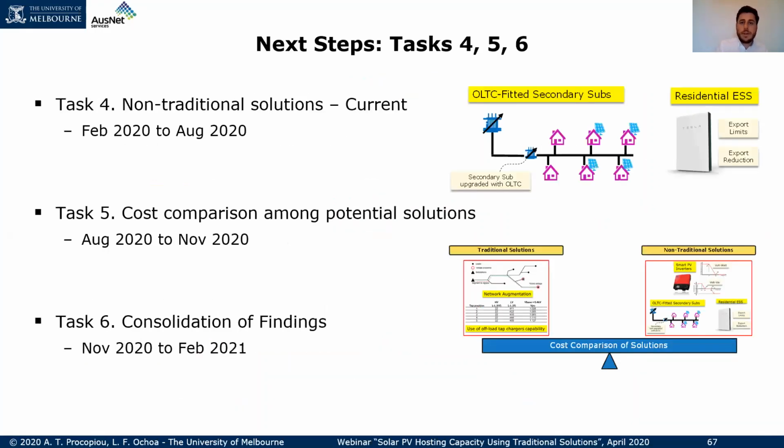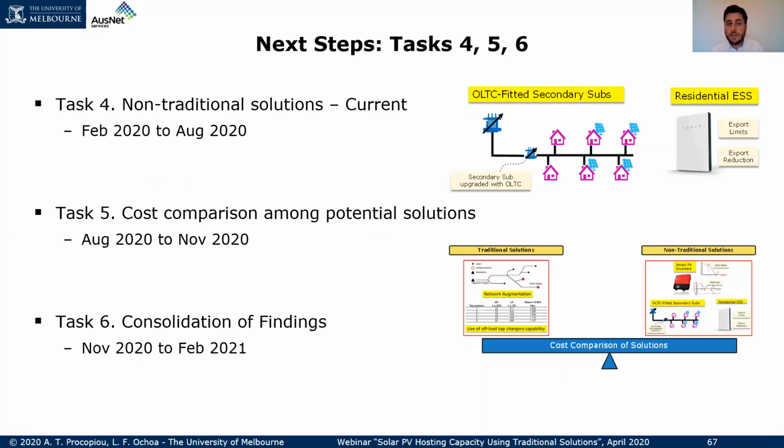Now, in terms of the next steps, we still have to work on 3 more tasks, which are task 4, 5, and 6. Task 4 is the current task that we're working on, which is focusing on adopting non-traditional solutions. And what do we mean by non-traditional solutions? These are solutions that focus on new technologies, such as replacing offload tap changes with on-load tap changes in low voltage substations, and utilizing a new emerging technology, such as residential battery storage systems, to manage the exports of the household and therefore the voltage levels and the congestion of the assets.